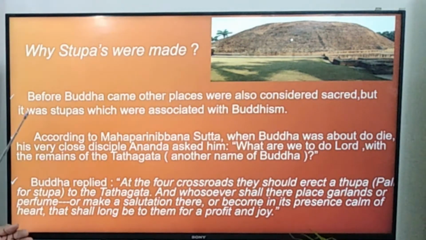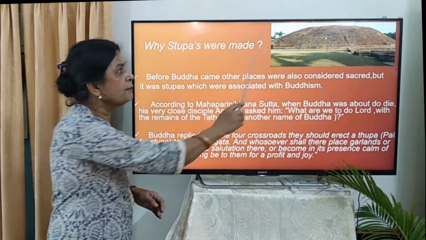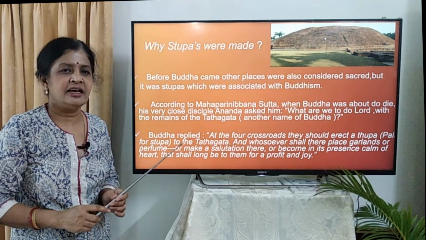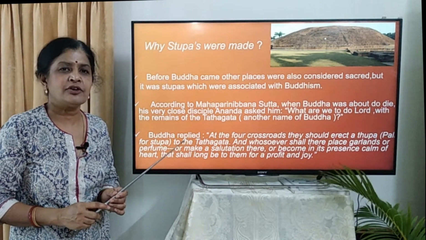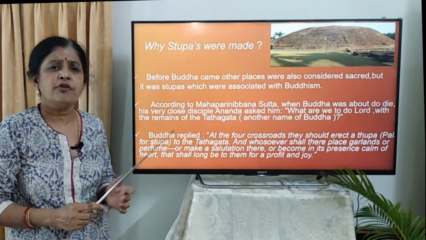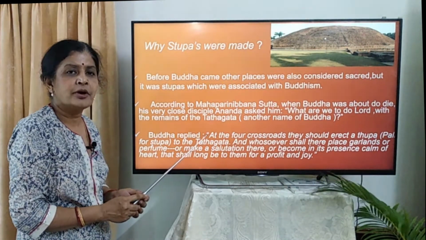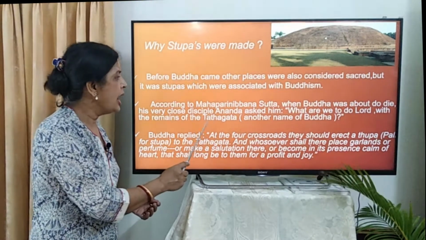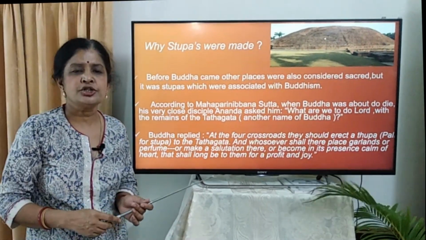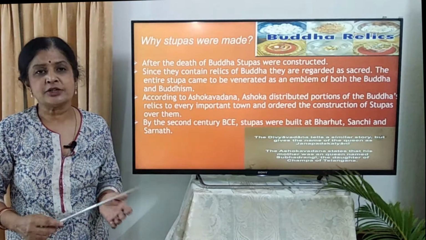Put them in a pot and wherever crossroads are there, put them and make a mound over it, so that people come and sit there, pay tribute, respect or salutation, and get peace and get attached to me. From where do we come to know this? It is written in the Sutta Pitaka, a book related to Buddhism, which is the Mahaparinibbana. This tells about why and how the stupas were made. After seeing this, the stupas were made.